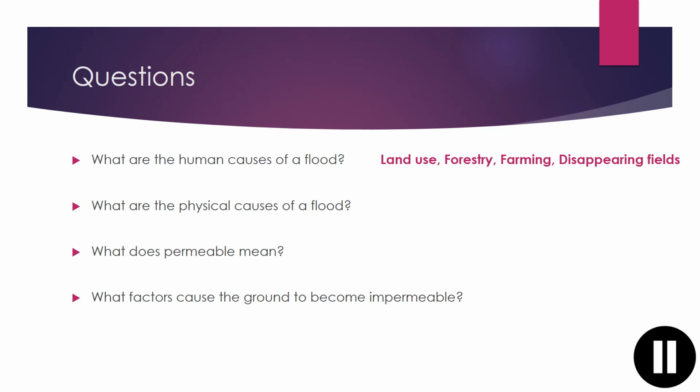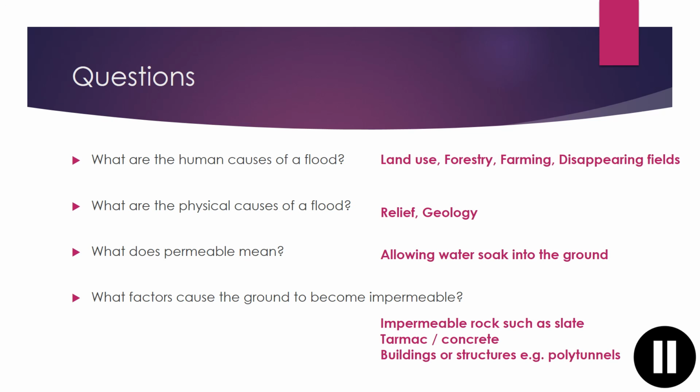Okay, so the human causes of a flood are land use, forestry, farming, and disappearing fields. The physical causes of a flood are the relief and geology. Permeable means that water is allowed to soak into the ground, and the factors which cause the ground to become impermeable are things like impermeable rock, which is natural, such as slate, tarmac or concrete, and building structures, for example polytunnels or sheds.